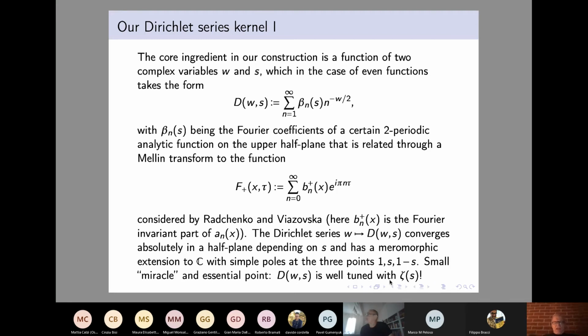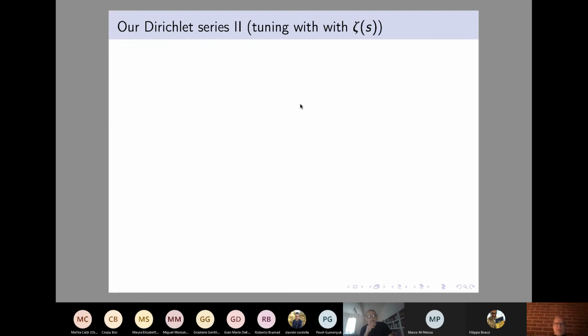And what is the really crucial point, why Zeta now suddenly shows up? Why should Zeta show up? Well, there is a small miracle happening here, and that is that this series, which I wrote up here, is really tuned well with Zeta. Basically, the point is that this series satisfies, in an appropriate sense, the same functional equation as Zeta does.